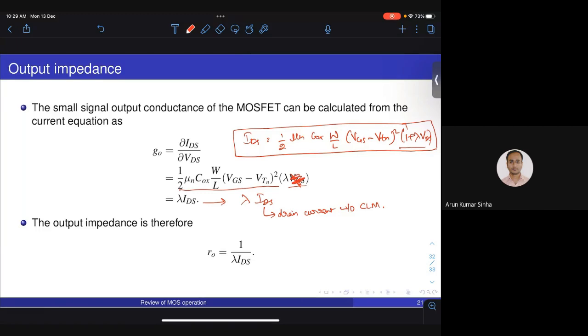And of course, if you have the output conductance, the output resistance can be written as 1 upon lambda into IDS. So this is just a quick review of the basics of the MOSFET, how we find the current equation and how we find the transconductance and output impedance. With this background, from the next session we'll look at how to use these transistors in different kinds of circuits. We'll start with operational amplifiers and two-stage op amps and how to compensate them and so on.